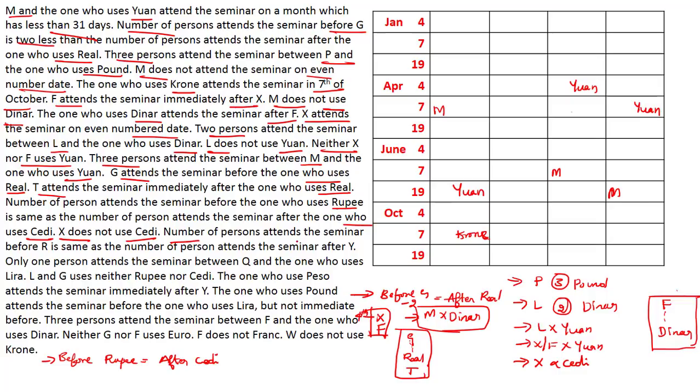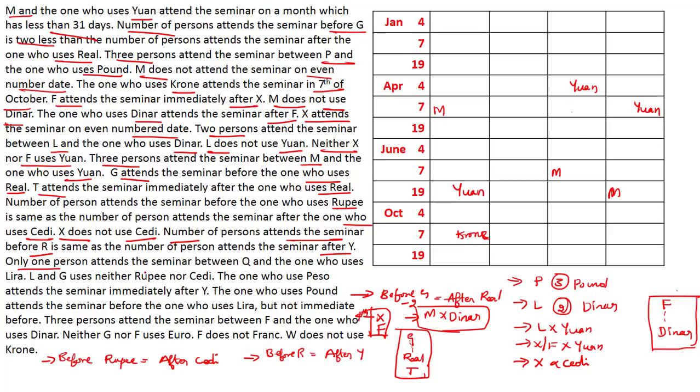Okay, the next one is number of persons attend the seminar before R is same as the number of persons attend the seminar after Y. So again the same thing. Before R is equal to after Y. So the number of persons attend the seminar before R is same as the number of persons attend the seminar after Y. I hope you got it.